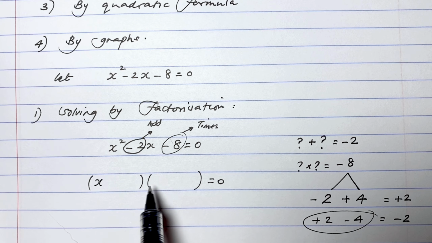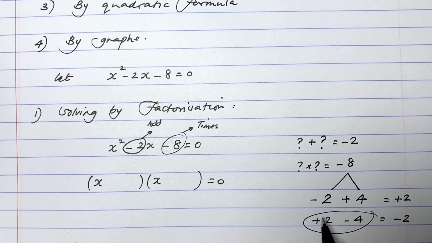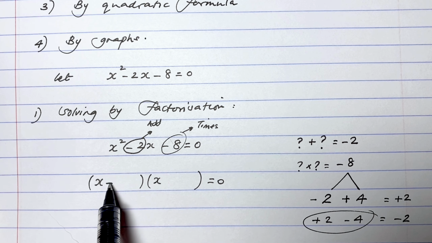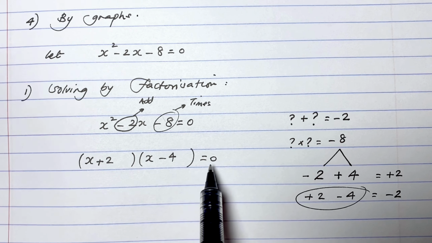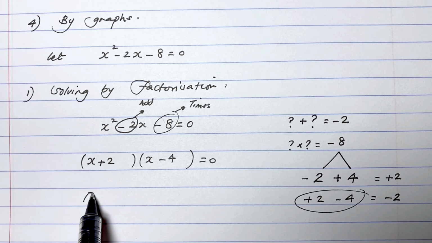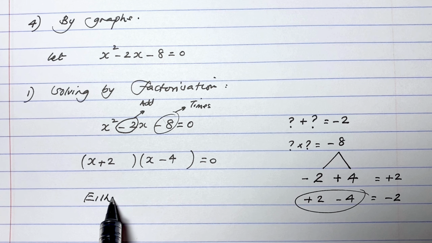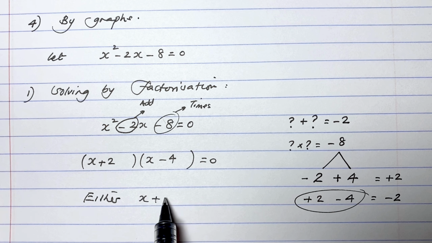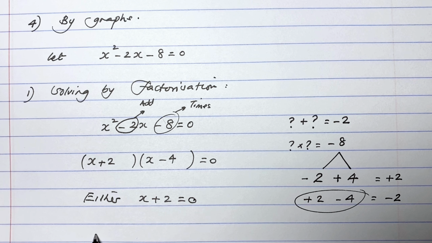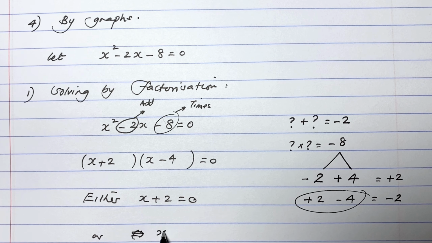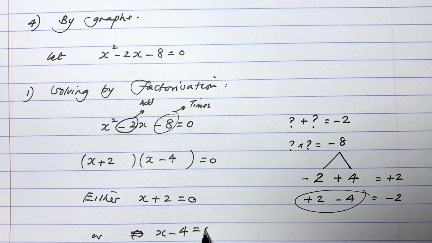x in each. The 2 numbers which we chose were +2 and -4. To solve, the multiplication of 2 brackets is 0. Either the first bracket, x plus 2, was the cause of this 0, or x minus 4 equals 0.